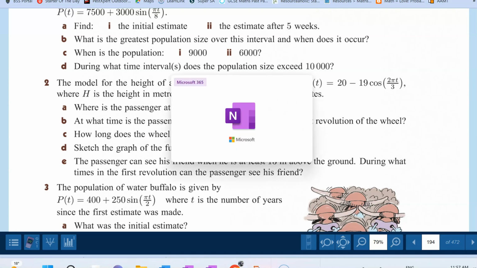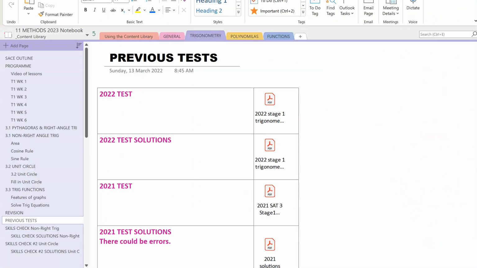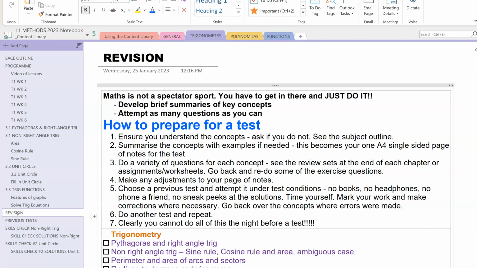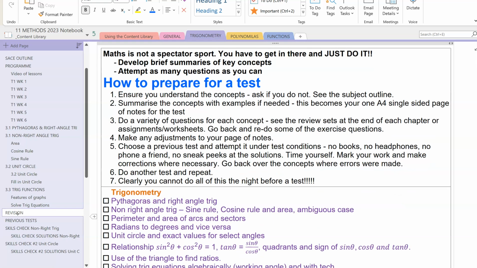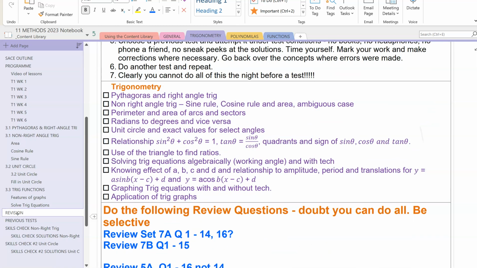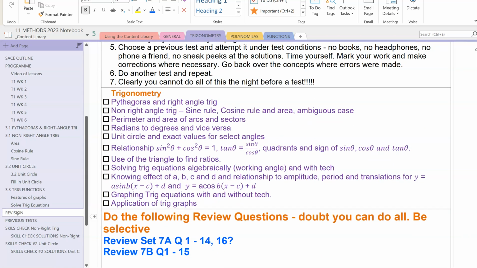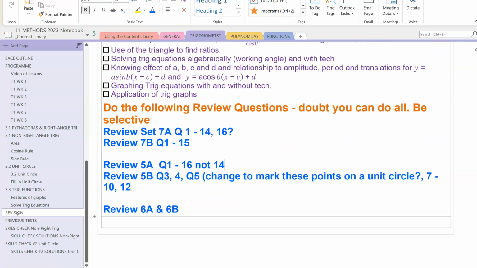And then if you go to your OneNote, we talked about this a little bit yesterday, but revision. Please, can you read my tips? And not just my tips, but got them from elsewhere, about how you can prepare and what you need to do to prepare for a test. Boys, please read. There's your checkbox about what can be in your test. Make sure that you go through and suss. We've got review set questions there. That's an awful lot of questions. You might not be able to do every single one.